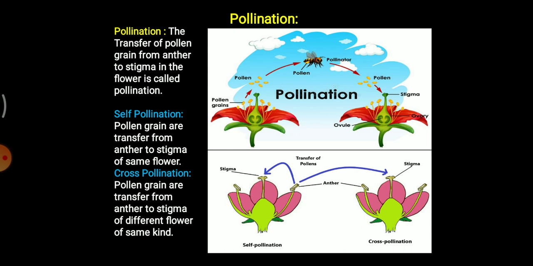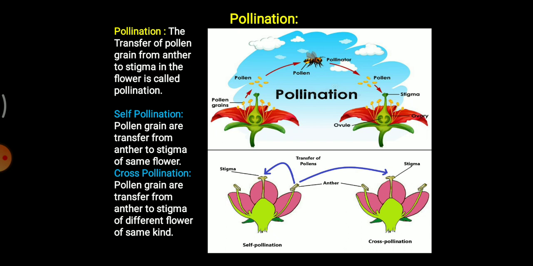Now there are certain methods of pollination: self-pollination and cross-pollination. In self-pollination, pollen grains are transferred from anther to stigma of the same flower. For instance, one flower is there, and the transfer from anther to stigma on the same flower with the help of certain pollinators is self-pollination.